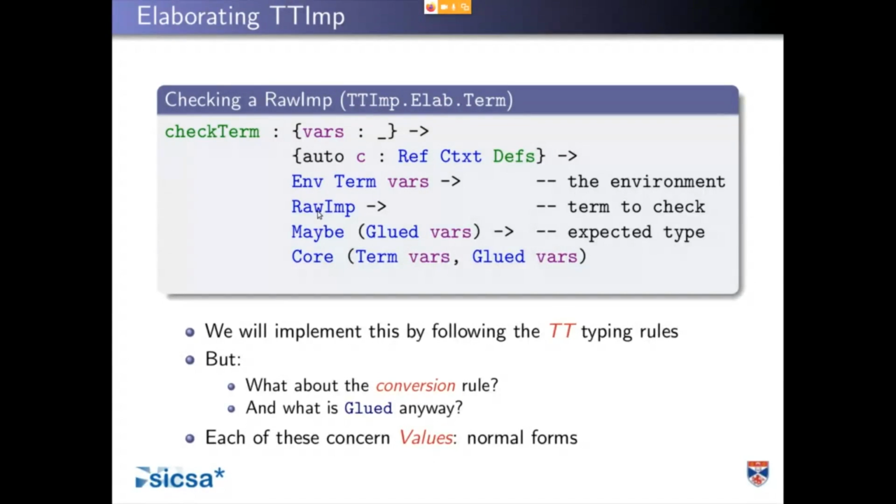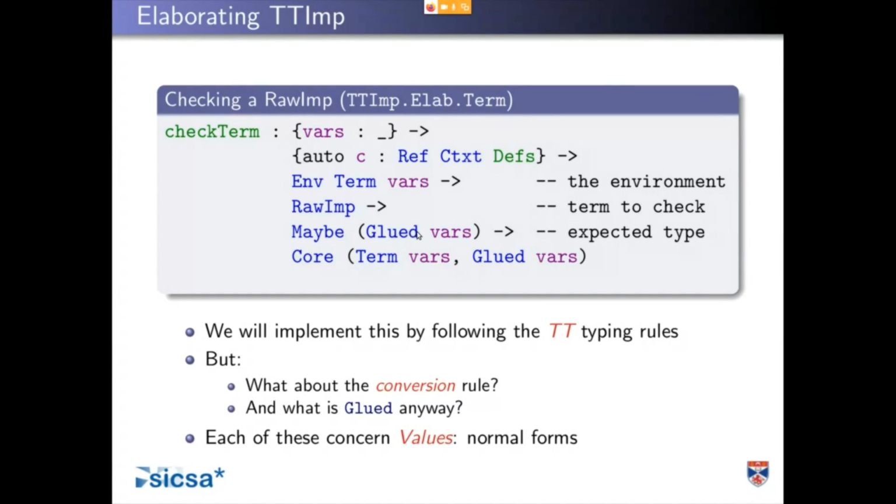And we've got an environment, we've got a non-type checked term, we've got an expected type. I'll say more about this glued in a moment, and that will return a pair of the checked type and what its type was, the inferred type of the thing we were checking. So that is a glued vars. This is a maybe glued vars.